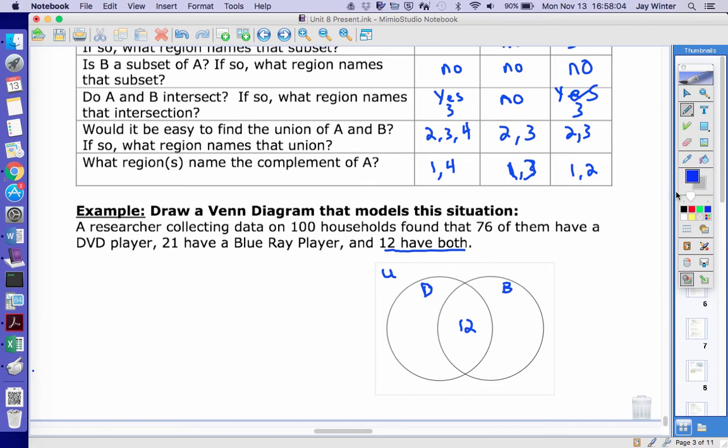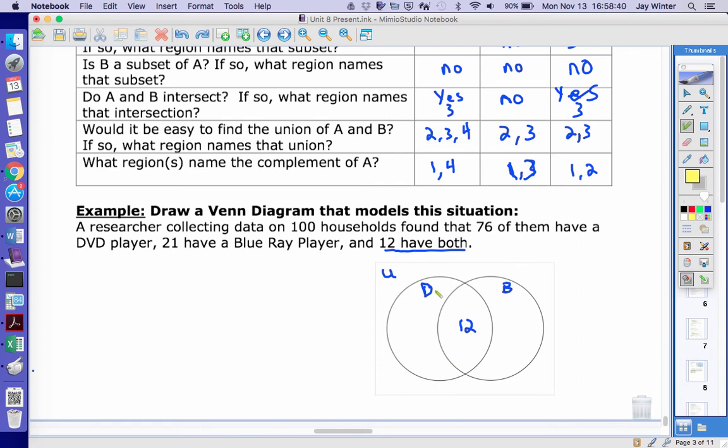Now, we've got set D here, and it's fair of me to point out that set D not only includes the people that have a DVD player, but also the ones that have both. So that's why I'm highlighting this right now. I'm going to take the highlight away in just a minute. But if I know that 76 households have a DVD player, well, I have to include those 12 that have both, because they have both a DVD and a Blu-ray player. So I have to figure out how many just have a DVD player.